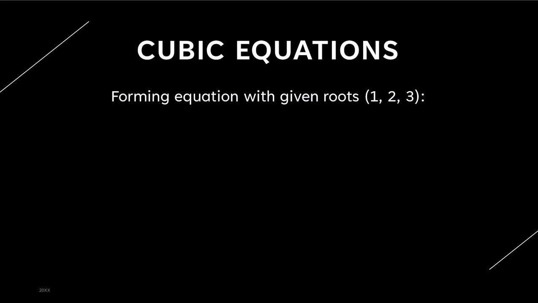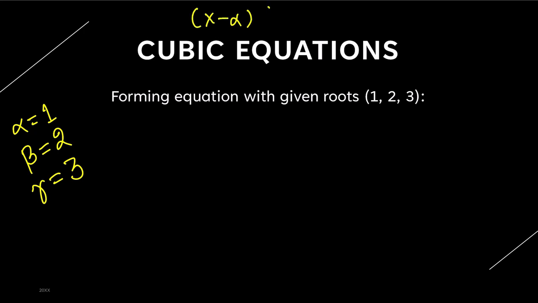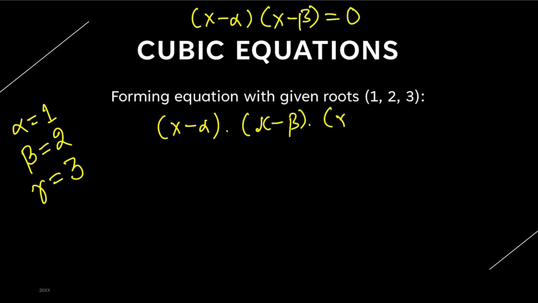Suppose three roots are given to you. They have given you alpha is equal to 1 as one of the roots, beta, the second root, is 2, and 3 is the third root. How do we form the cubic equation in such a case? Remember when two roots were given, x minus alpha and x minus beta, the product of these two brackets was the quadratic equation. In case of a cubic equation, x minus alpha multiplied by x minus beta multiplied by x minus gamma is equal to 0 is the required cubic equation.